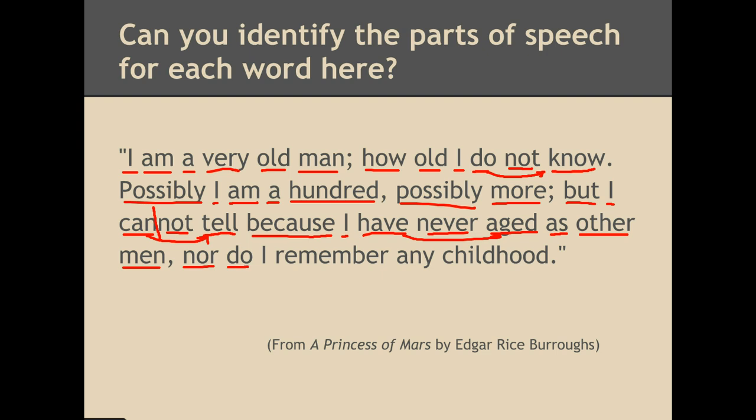Do is an action verb in this case. There's the word I again. Here's our action verb. Any is another pronoun, and childhood is a noun. That's very exciting. So how did you do?